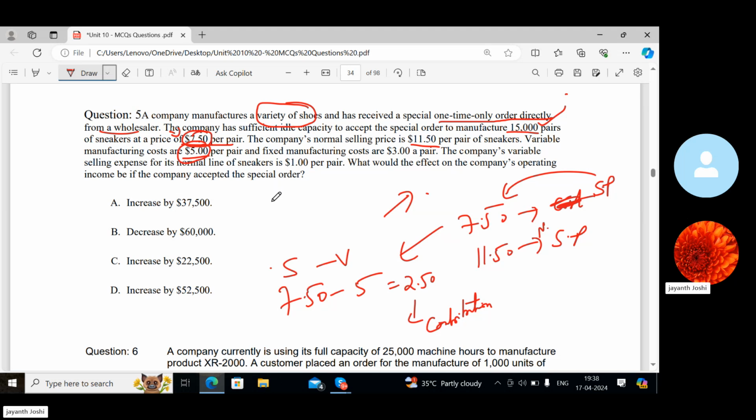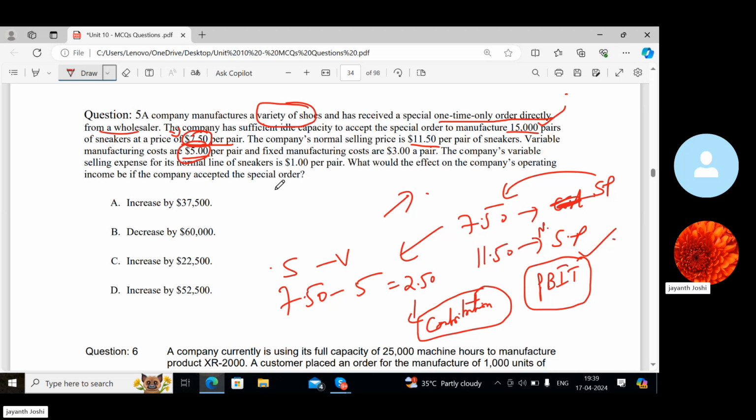So variable manufacturing cost is given and fixed manufacturing cost is given. The company's variable selling expense for its normal line of sneakers is $1 per pair. What would the effect on the company's operating income be if the company accepted the special order? So they are asking what would be the operating income. So contribution is also called PBIT, correct? Profit before.